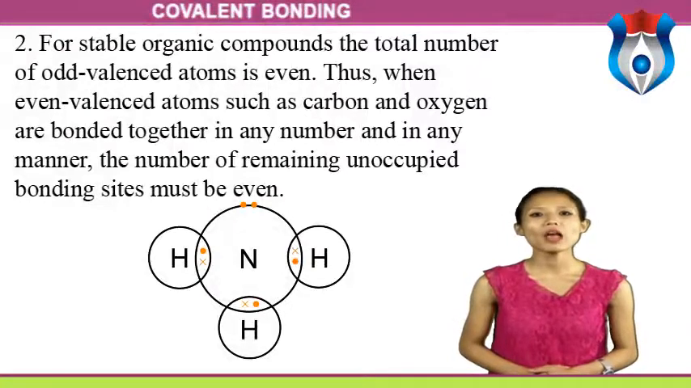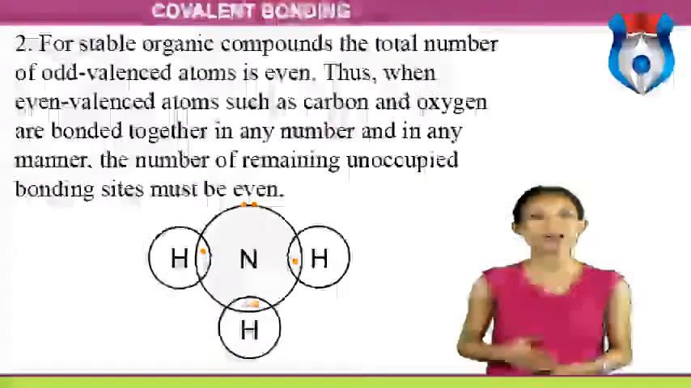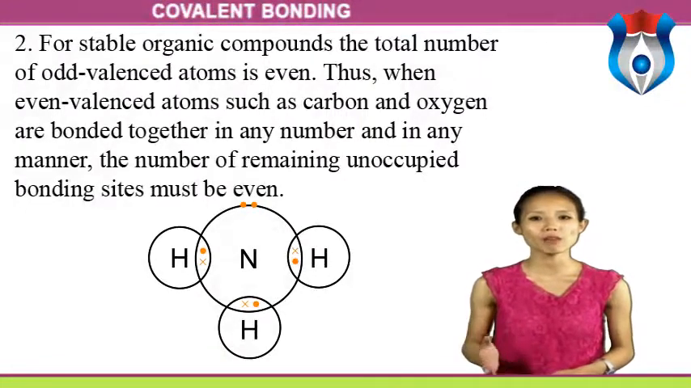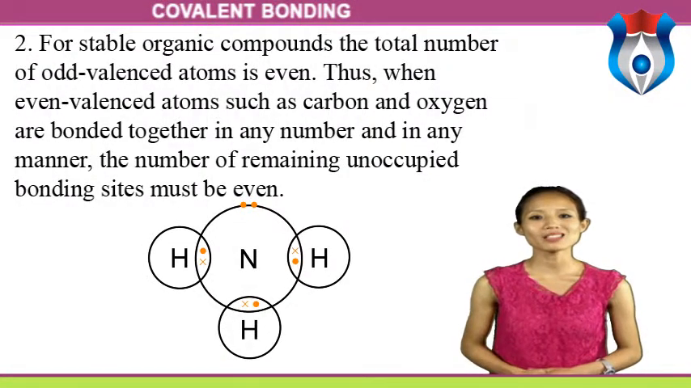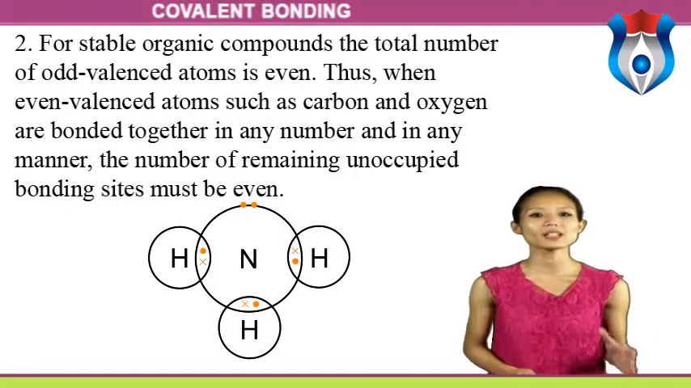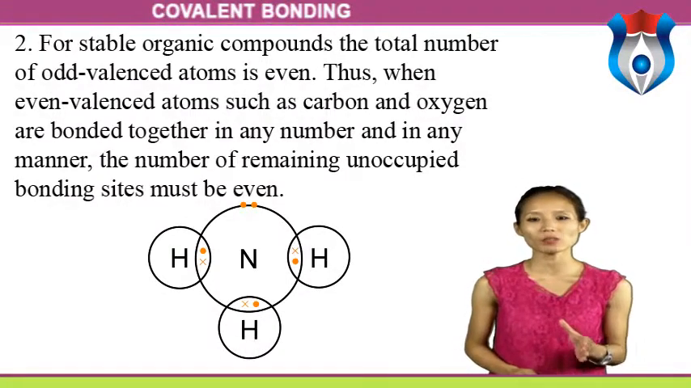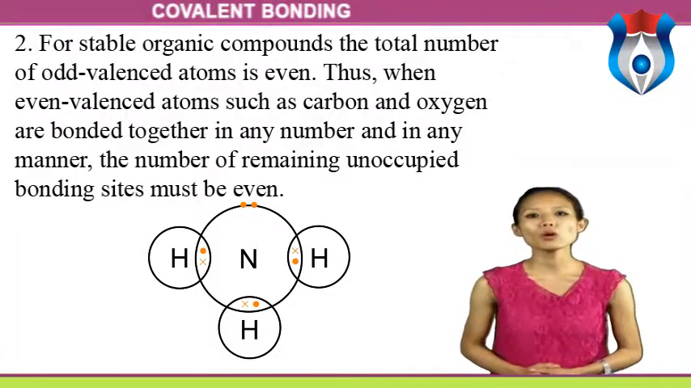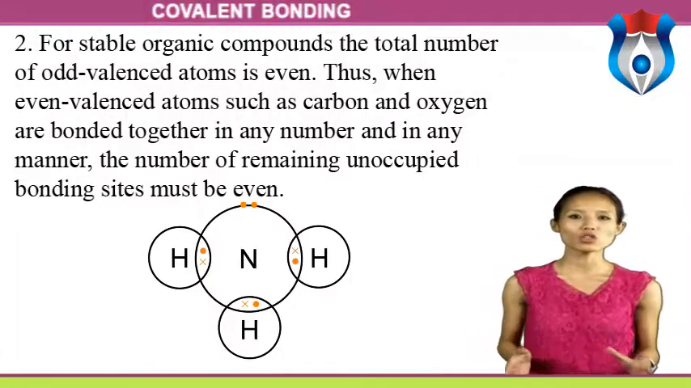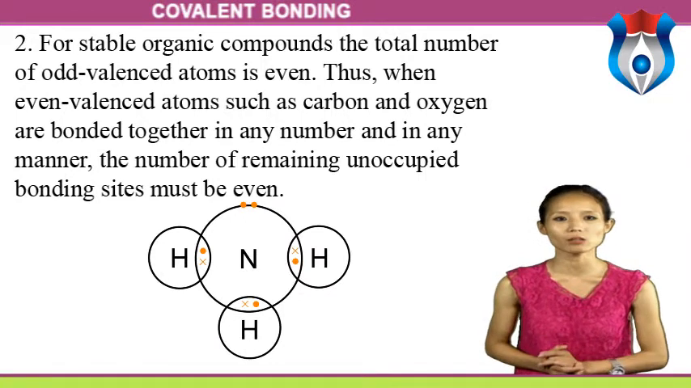For stable organic compounds, the total number of odd valence atoms is even. Thus, when even valence atoms such as carbon and oxygen are bonded together in any number and in any manner, the number of remaining unoccupied bonding sites must be even. If these sites are occupied by univalent atoms such as H, F, Cl and so on, the total number will necessarily be even. Nitrogen is also an odd valence atom.